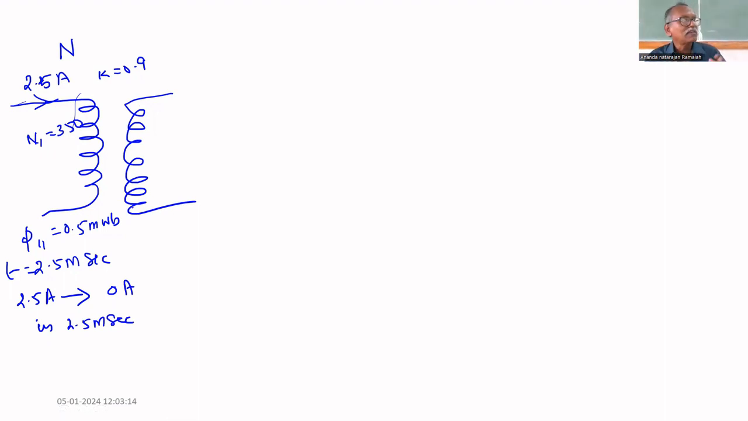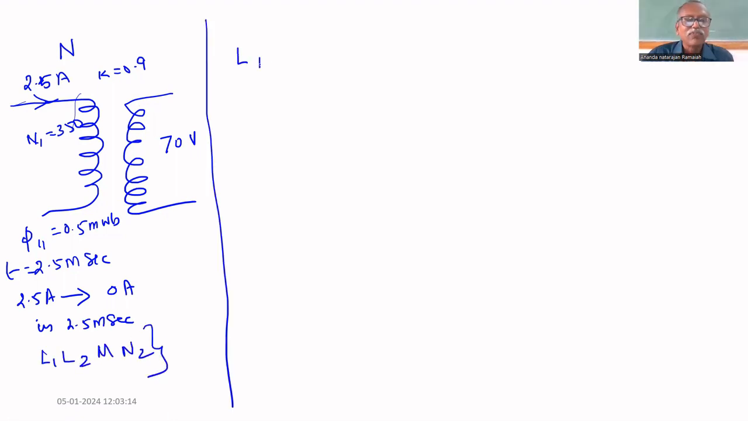If there is no change in current, it means no voltage in the second coil. But because of this change, there is an induced EMF in the second coil, 70 volt. Find L1, L2, M and N2. We have to find L1 equal to N1 phi 11 divided by I1. All three are given, just formula substitution.